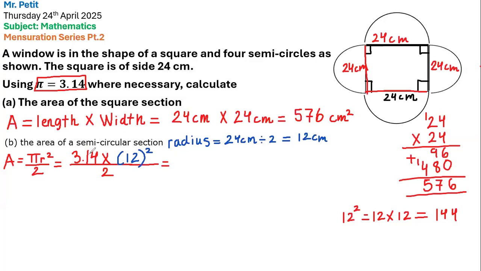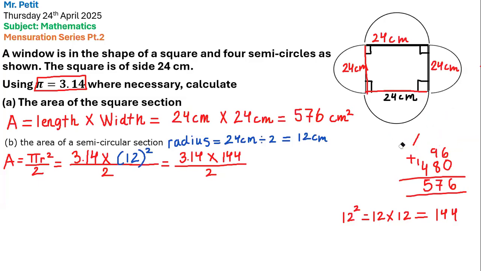So we keep the 3.14, and we're going to multiply that by 12 squared. What is 12 squared? 144. And we divide all of that by 2. Next, we're gonna say, okay, 3.14 times 144. Let's go ahead and multiply those two.